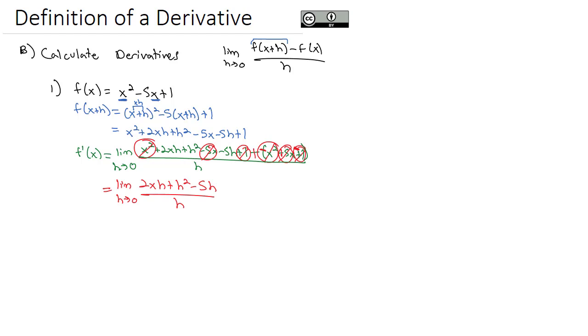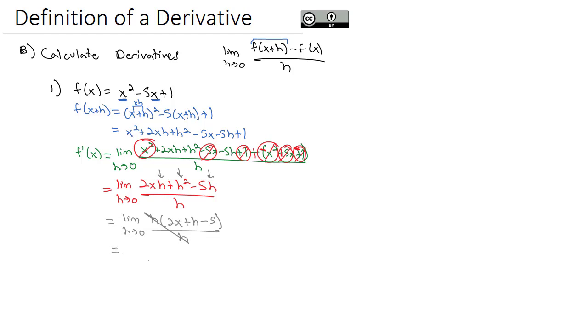h. In order to simplify this, our goal is going to be to remove that h from the denominator. We're removing the discontinuity because we can't plug 0 in right now. To do that, I can factor out an h from each of the terms in the numerator. So I get the limit as h goes to 0 of h times (2x plus h minus 5) all over h. And now those h's can reduce out.